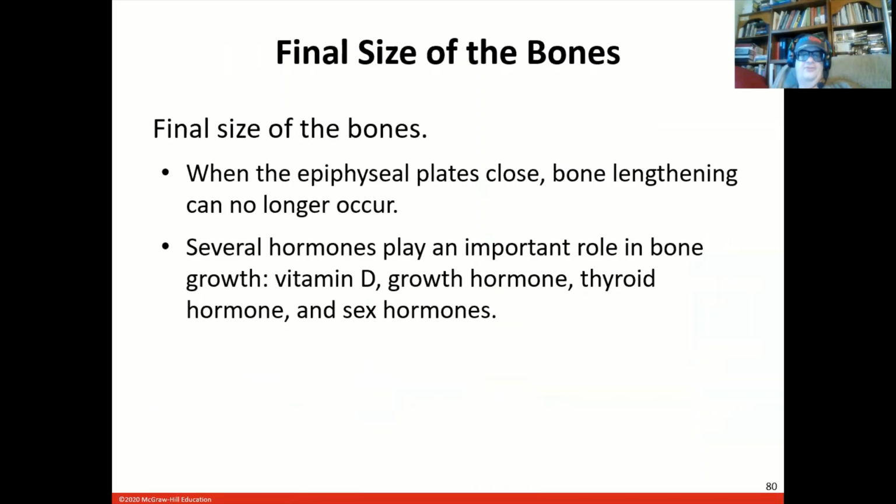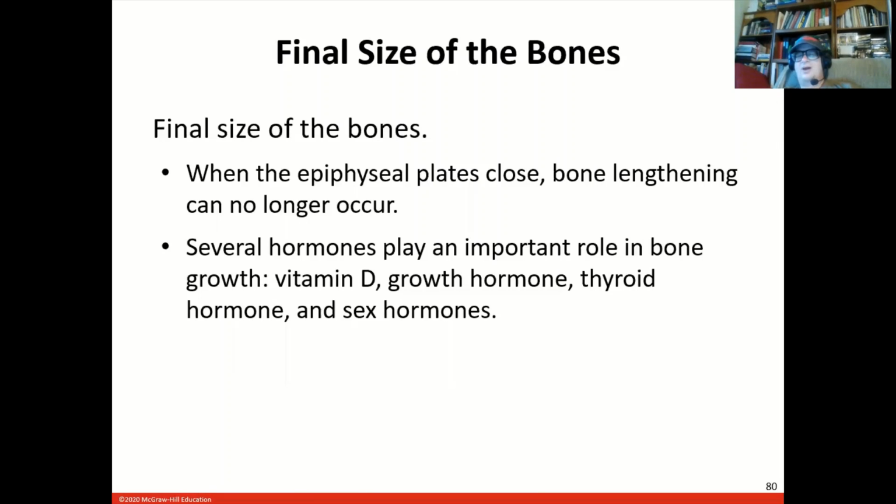So the final size of the bone, when your plate's closed, the bone is as long as it's going to get. Things that affect how well you can grow a bone, how well you can maintain bone density, how much vitamin D you have. Vitamin D affects your ability to pick up calcium from your food. Growth hormone is going to affect how much of this activity you have, with thyroid hormone. Same thing. Hormones control the cells and signals to the cells.